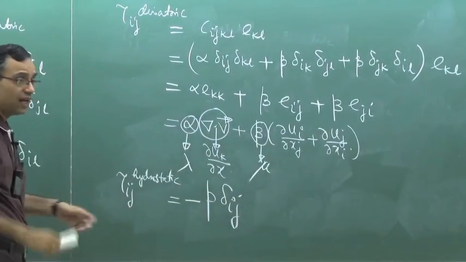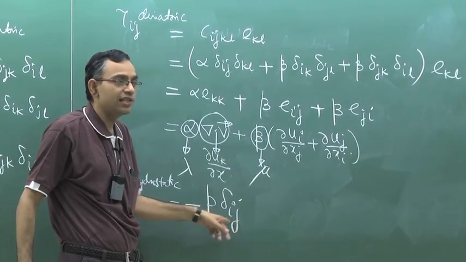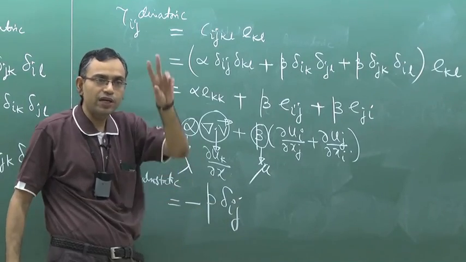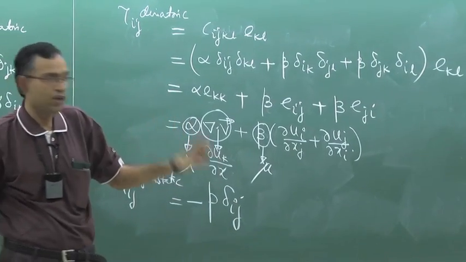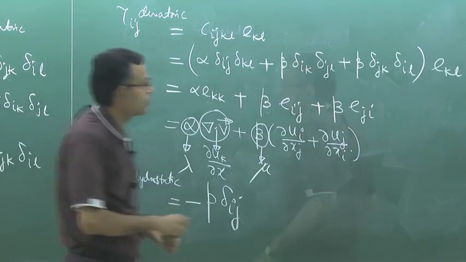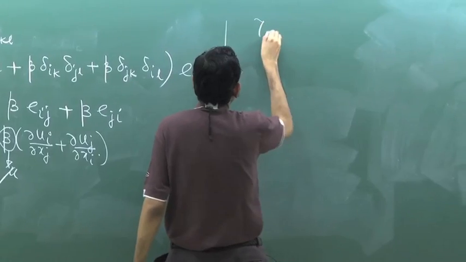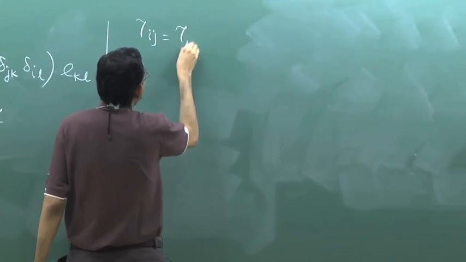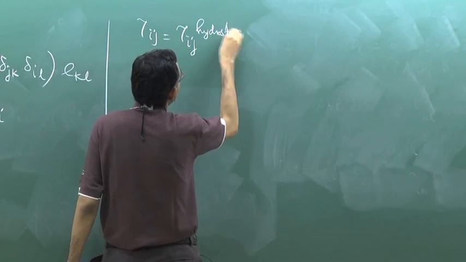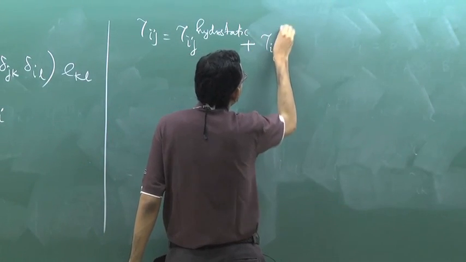Why delta ij? Because this is normal stress. This is 1 only if j is equal to i. j equal to i means it is a normal component. When the two indices are the same, it is a normal stress. When j is not equal to i, this will be 0. Okay. So, you can combine: tau ij is equal to tau ij hydrostatic plus tau ij deviatoric.